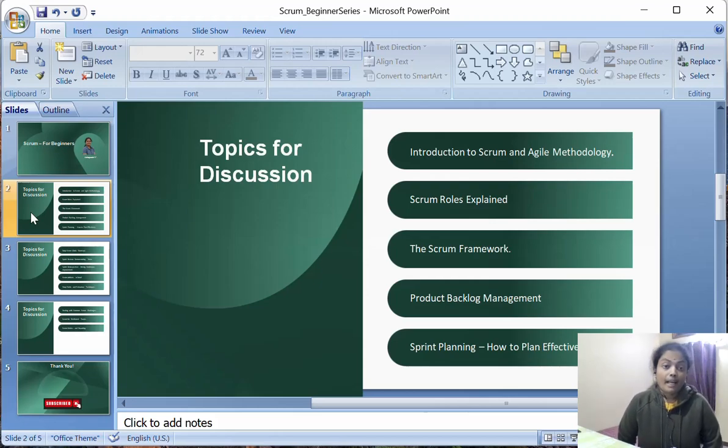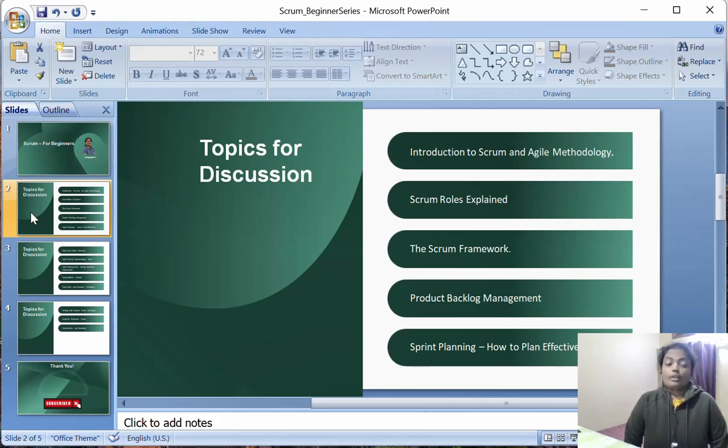Next one is the product backlog management. Okay, so what is a backlog? What is product backlog? What exactly does the backlog contain? And who owns the product backlog? And how to prioritize the work that is in the product backlog? How to change things in the product backlog? And what are the different events that are connected to the product backlog? All those things are going to be discussed as part of this topic.